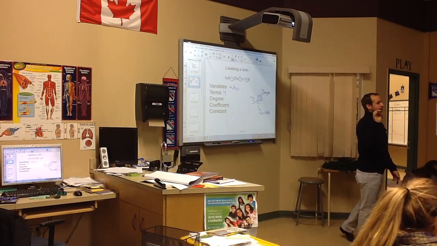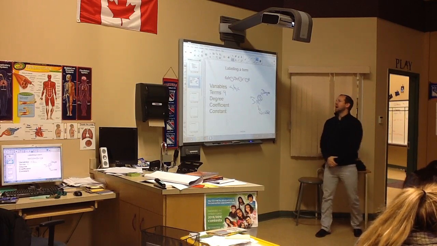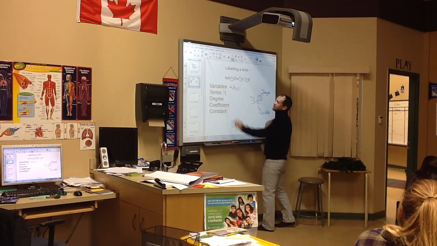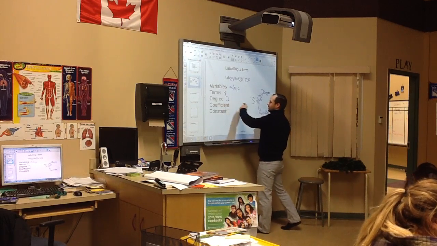If it was x to the 5th, it would be degree 5. What's our degree here? What's the highest exponent you see? 2. This whole piece, the whole polynomial. What's the highest exponent you see? 2. So it's degree 2.